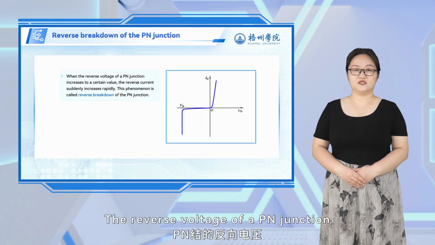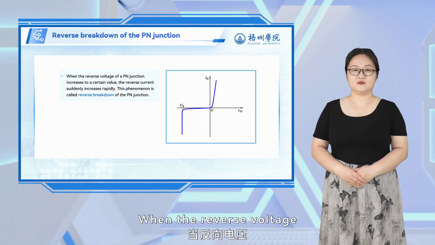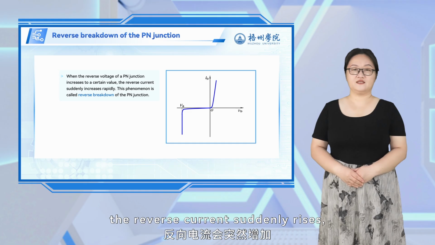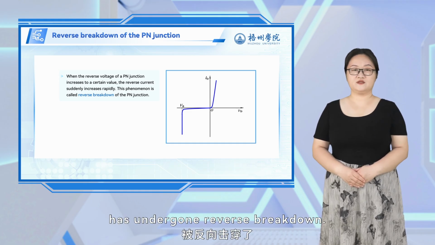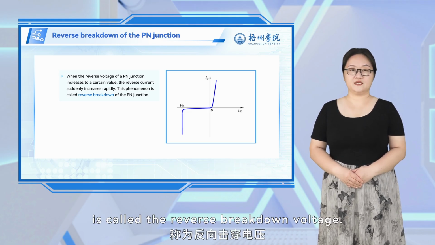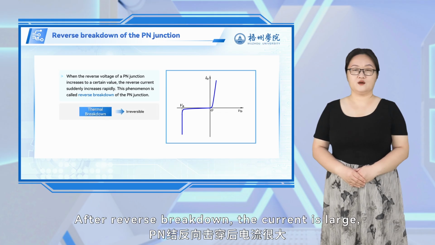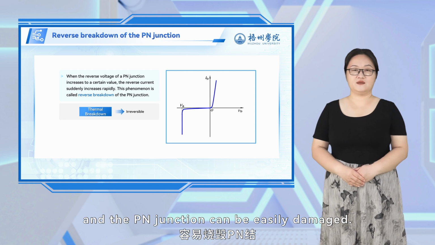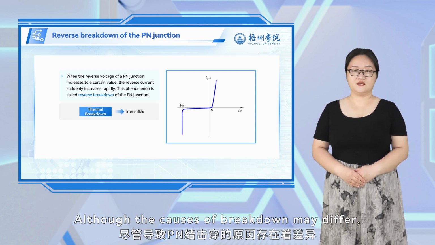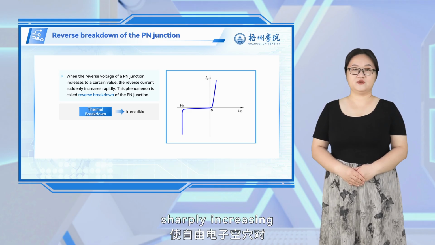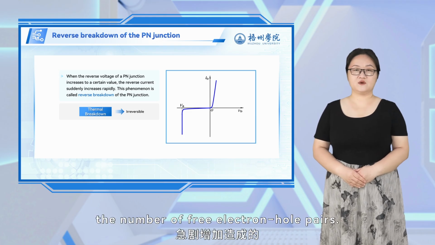The reverse voltage of a p-n junction cannot increase indefinitely. When the reverse voltage exceeds a certain value, the reverse current suddenly rises, indicating that the p-n junction has undergone reverse breakdown. The voltage at which breakdown occurs is called the reverse breakdown voltage. After reverse breakdown, the current is large, the temperature rises, and the p-n junction can be easily damaged. Although the causes of breakdown may differ, they all ultimately destroy the covalent bonds of silicon atoms, sharply increasing the number of free electron-hole pairs.